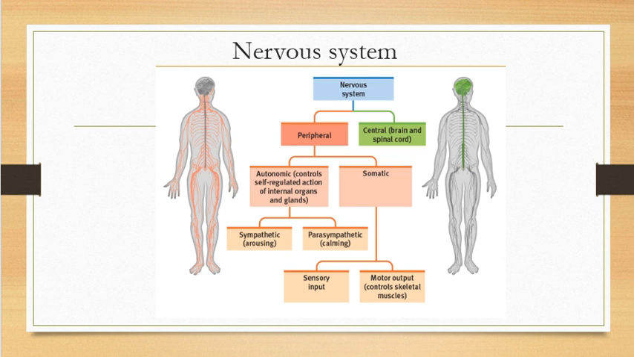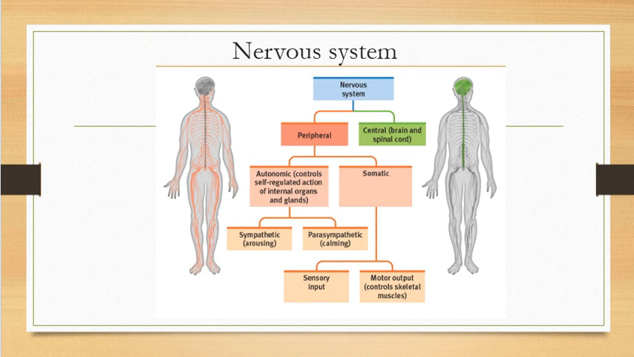The nervous system is composed of actually two systems, the central nervous system and the peripheral nervous system. The central nervous system is composed of the brain and spinal cord only, while the peripheral nervous system is composed of neurons, and based upon their function, we have classified it into somatic and autonomic nervous systems.